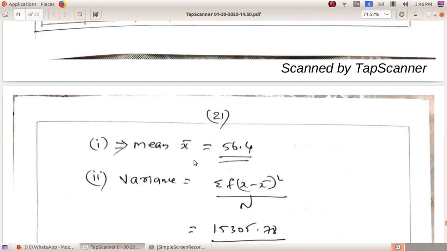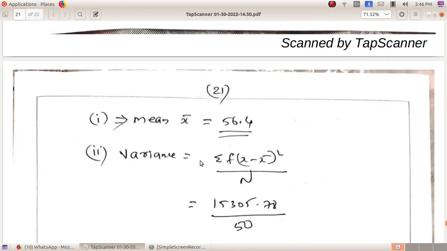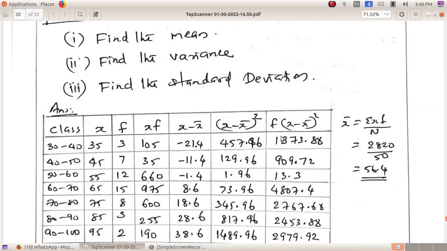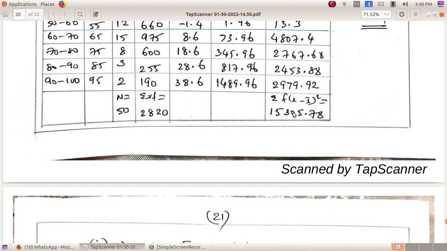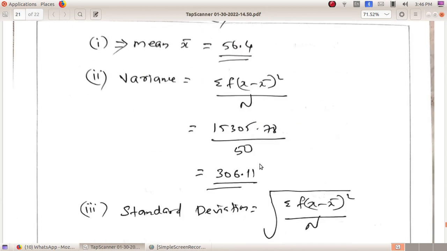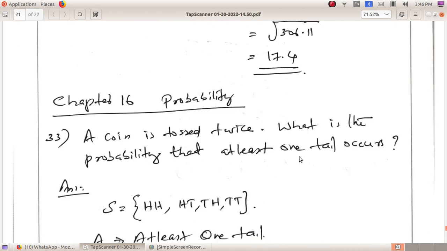Then mean means x bar. That is this, 56.4. Variance means sigma f into x minus x bar whole square by n. You learn this formula by heart. That is sigma f into x minus x bar whole square by n, which means 50. The answer is 306.11. For standard deviation, the formula is the root of this one. So root of this one, 17.4 is the answer.